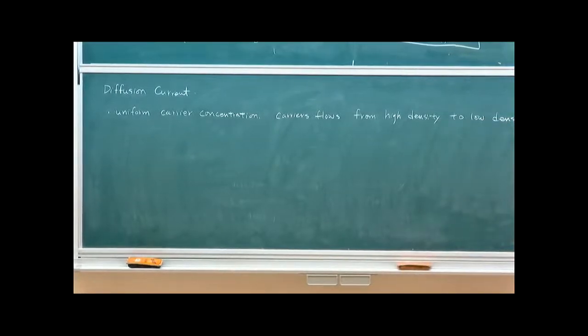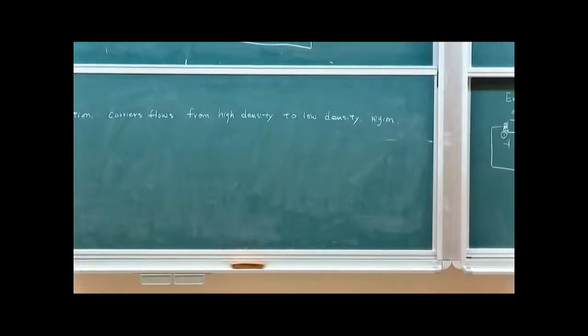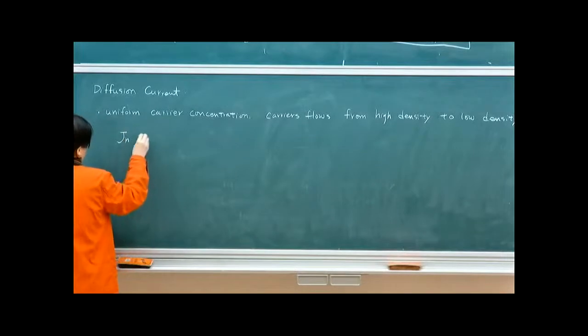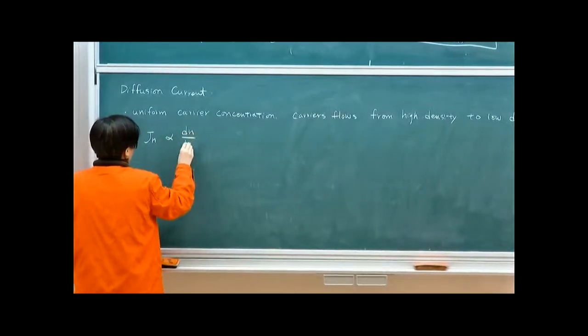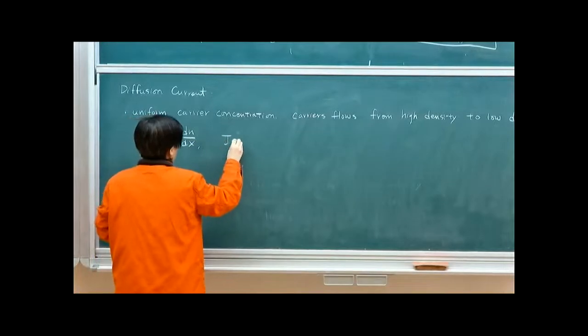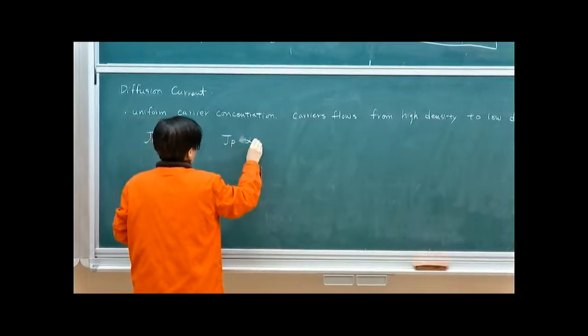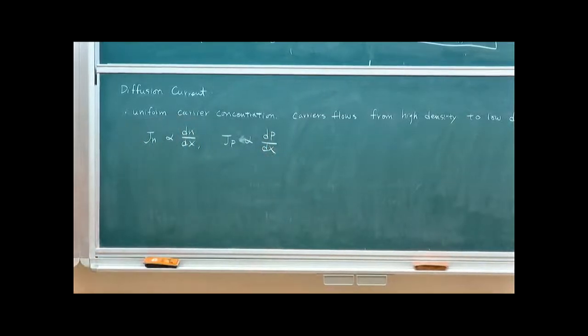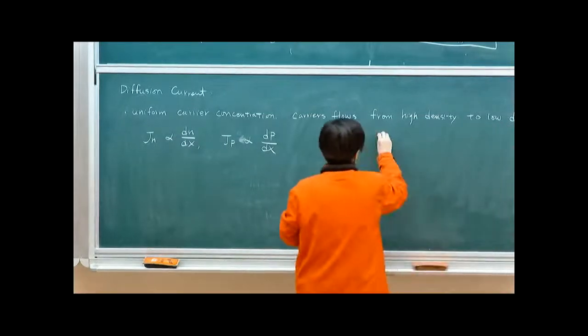So it's actually being pushed by a gradient. Typically we know that Jn would be proportional to dn/dx, and Jp is also proportional to dp/dx. The movement or the flux of carriers would be proportional to the gradients of the carriers. And typically this is given by a parameter called diffusivity. Let me define it. Let me just draw a figure first.